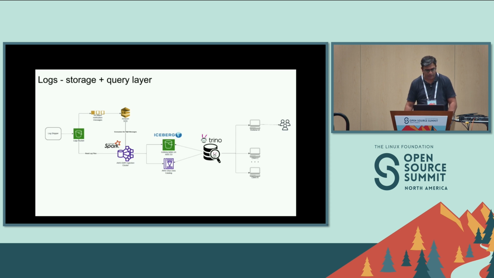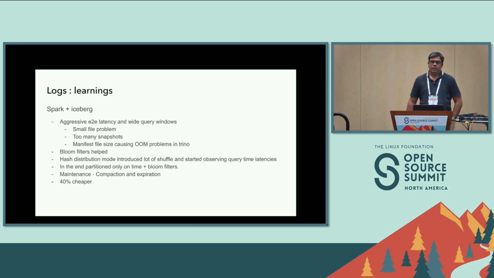So this is a schematic. You have the log shipper, which is FluentD, gets into a bucket. You have SQS notifications, Spark picks it up, ingests the data into Iceberg, gets queried by Trino. So what are the challenges that we saw with this?